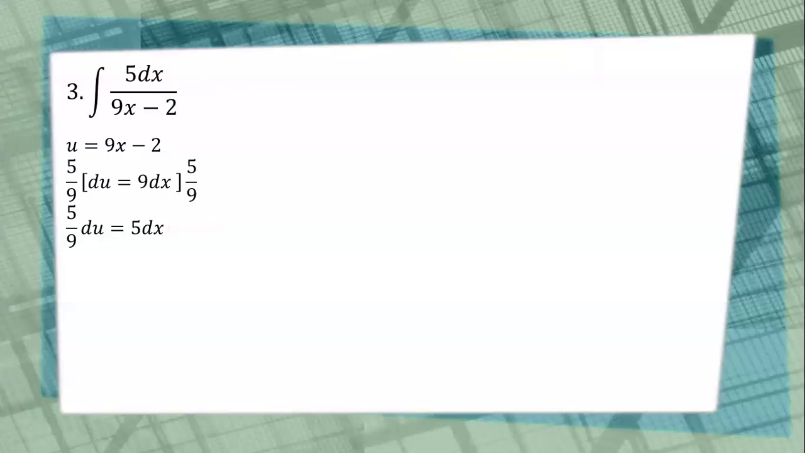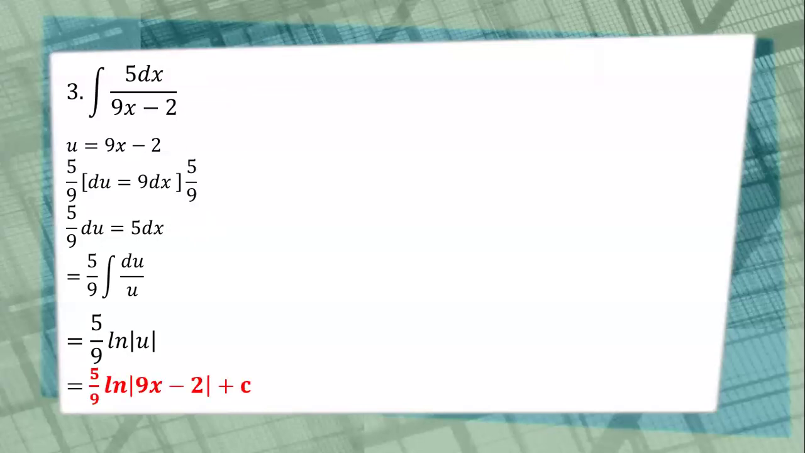So we can now use substitution. We have 5 over 9, that's the integrating factor, the integral of du over u. Next, we answer the integral of du over u. That's an ln, right? So it's an ln of the absolute value of u. Then we replace the value of u. So this is just substitution. We go back to its x function. So we have 5 over 9 ln of the absolute value of 9x minus 2 plus c.